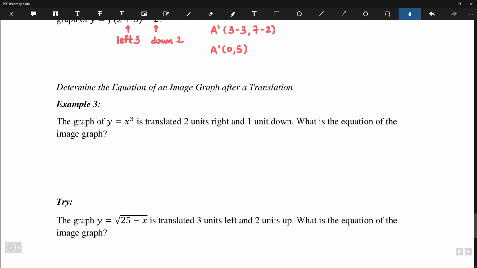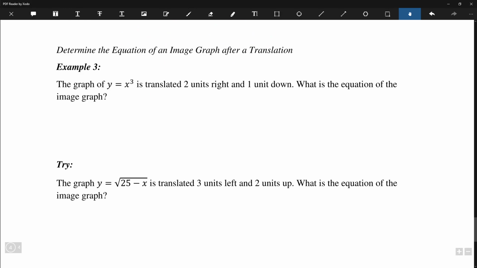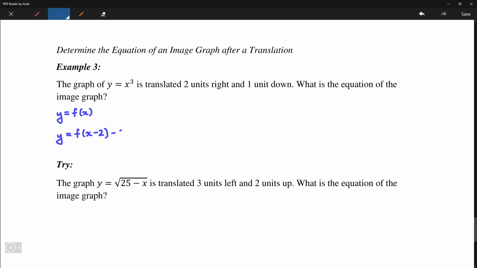Let's look at example number 3. The graph y equals x cubed is translated 2 units to the right and 1 unit down. What's the equation of the image graph? Okay. So it's a good idea to think about it as just y equals f of x, and then those two translations, that will give us f of x minus 2, 2 units to the right, and then 1 down, minus 1.